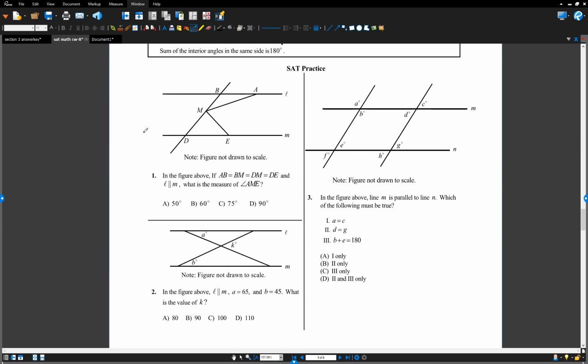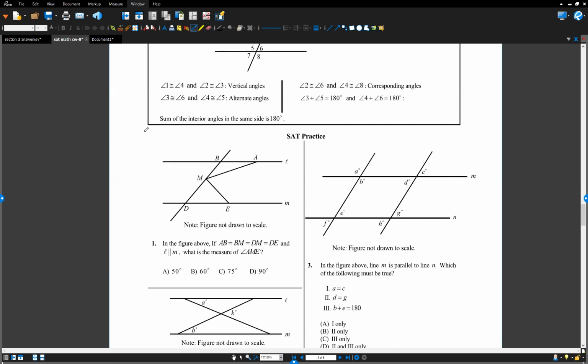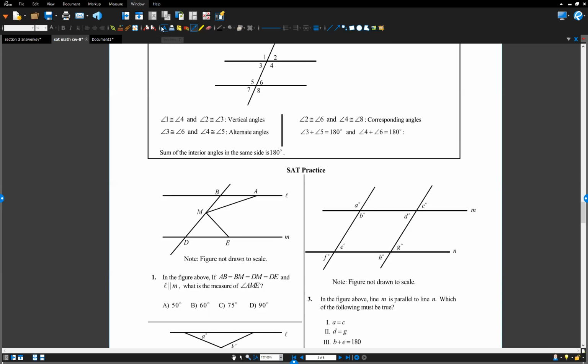All right, now try number 1. We have another one. The sum of these two angles on the same side is already 180 degrees, right? Because this is A, this is A, this is B. A plus B is 180.